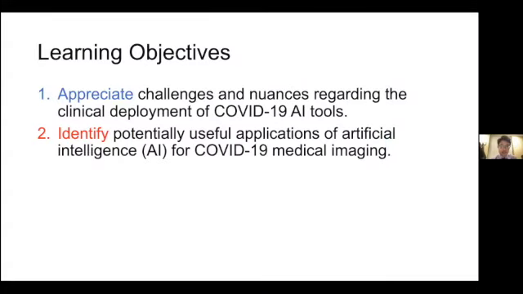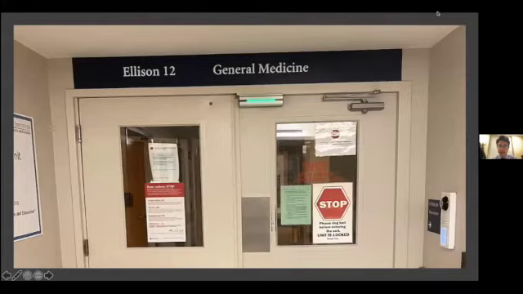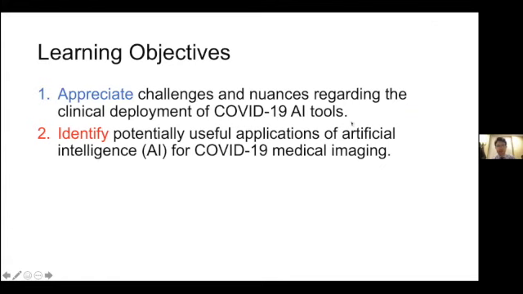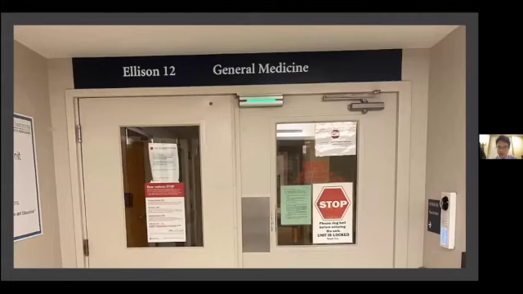Over the course of this talk, my goal is to help you, the learner, appreciate the challenges and nuances regarding the clinical deployment of COVID-19 AI tools, and to also identify potentially useful applications of AI for COVID-19 medical imaging. To help illustrate these objectives, I'm going to go back and tell a story from the start of the pandemic. In March 2020, that was when the first COVID-19 patient was hospitalized at Mass General.